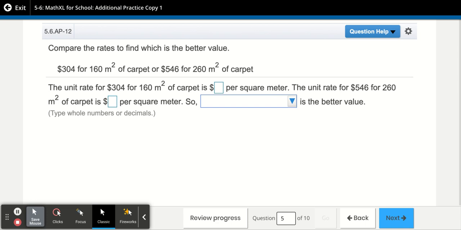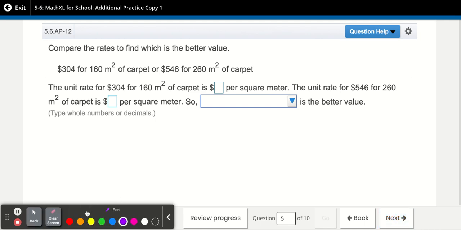Now, here we want to compare the rates to find which is the better value. So back to a better value. Better value is going to be a unit price. When we compare unit prices, we want the one that is less than the other. Start with red because we know red works for us.